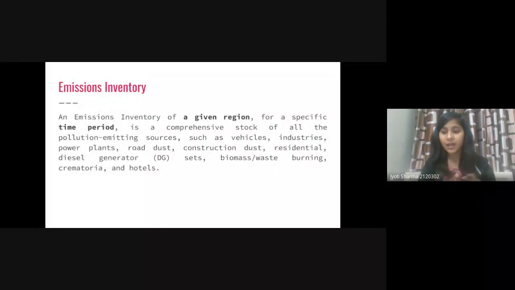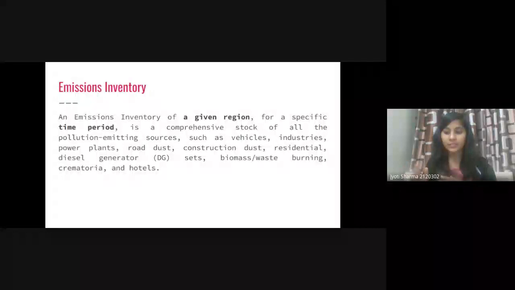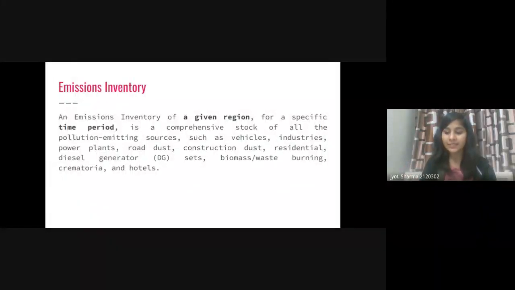Specific time period means, for example, initially we had the BS4 stage, Bharat Stage 4, and now for all vehicles we have the policy to implement Bharat Stage 6.